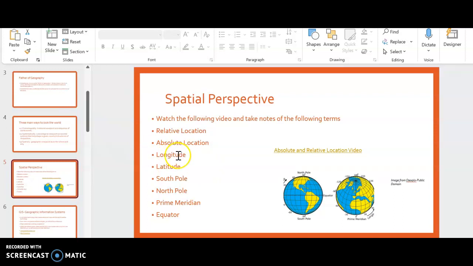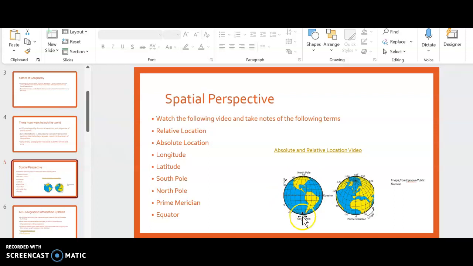So remember, longitude lines go long ways. Latitude lines go this way. So longitude lines break the world into east and west. Latitude lines go from west to east, right? And they break the world into north and south. Really important for you to understand. 0 degrees is where the equator is located, and that is 0 degrees latitude, right?